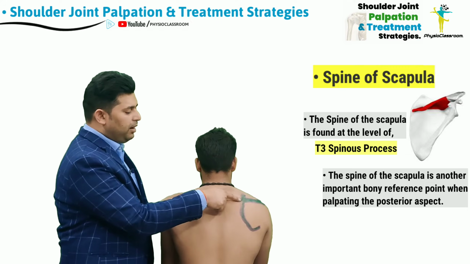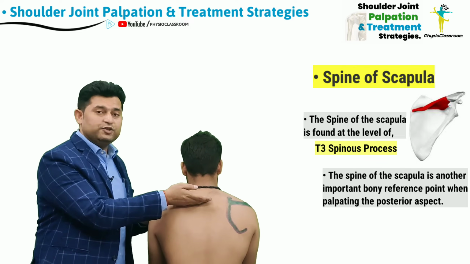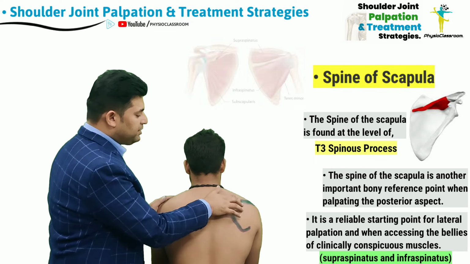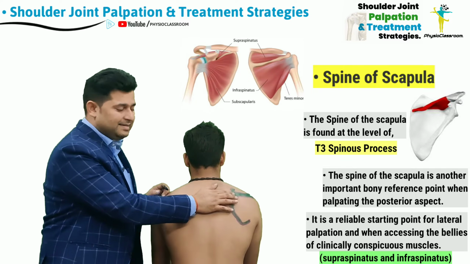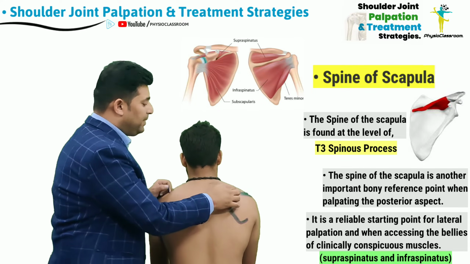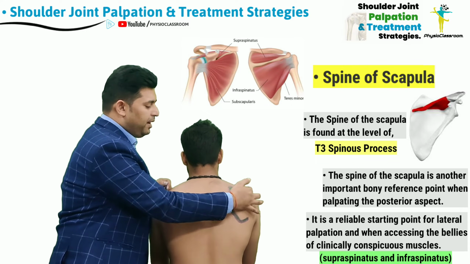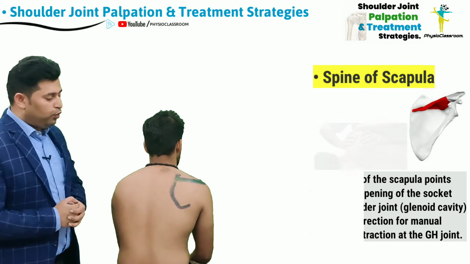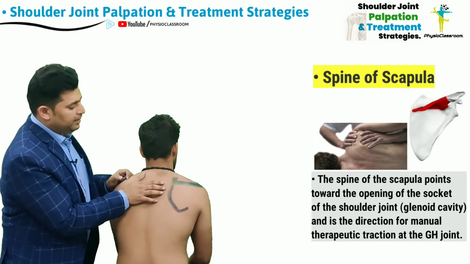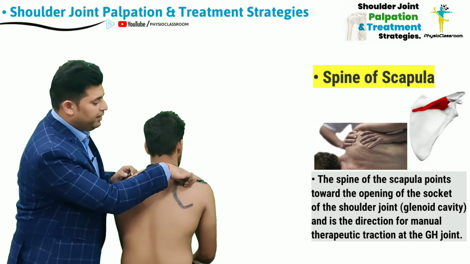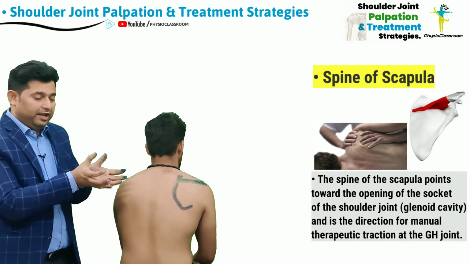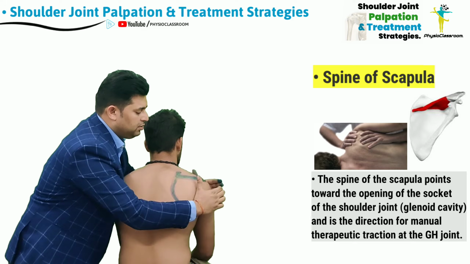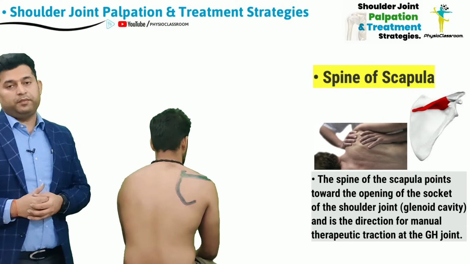The spine of the scapula lies at the level of the T3 spinous process, and it serves as an important landmark, palpating which the therapist can have reliable access and can accurately localize the muscle bellies of the supraspinatus and the infraspinatus muscle. Another interesting fact about the spine of the scapula is that it projects in the direction of the opening of the glenoid cavity, and this should be the ideal direction in which glenohumeral traction should be given for maximum benefit.